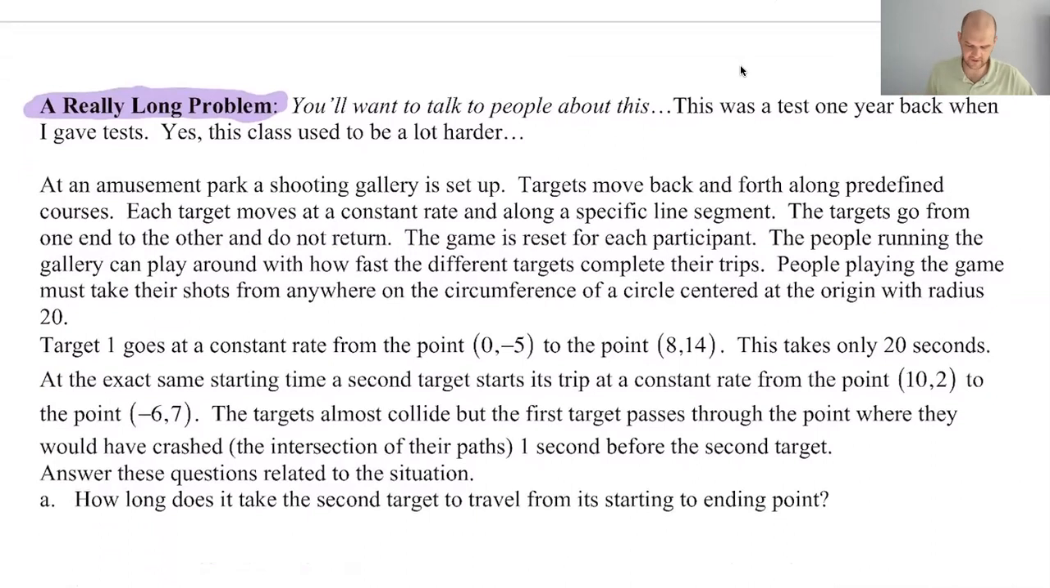So this is the first mathy thing, I think. Well, all of it's really important, but people playing the game must take their shots from anywhere on the circumference of a circle centered at the origin with a radius of 20. I don't know why I didn't highlight all that. Okay, so let's start there.